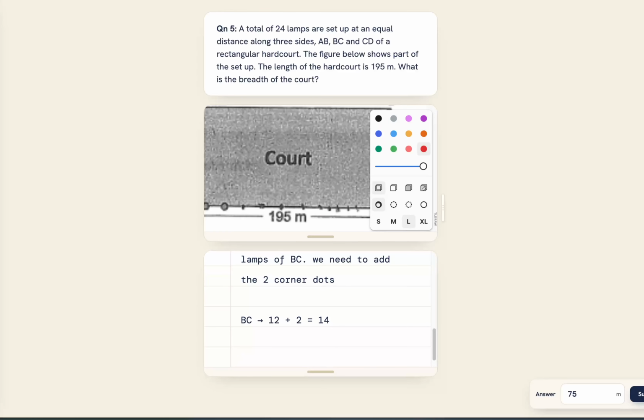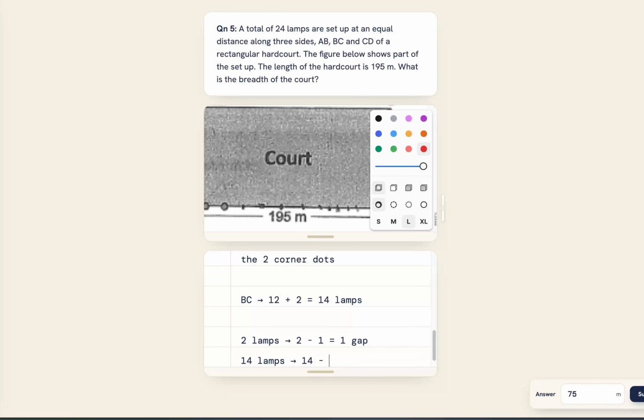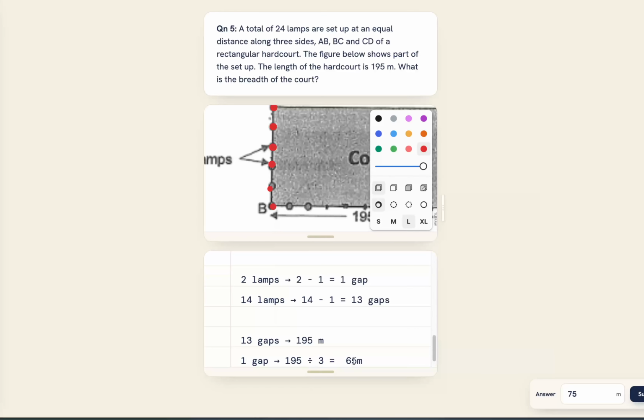Okay, so if there are 14 lambs, 2 lambs has one gap, because it's essentially 2 minus 1, which is equal to 1 gap. So 14 lambs is equal to 14 minus 1. This will give us 13 gaps. So that means 13 gaps is equal to 195 meters. One gap equals 195 divided by 13. Sorry, 13, not 3. So it's 15 meters.